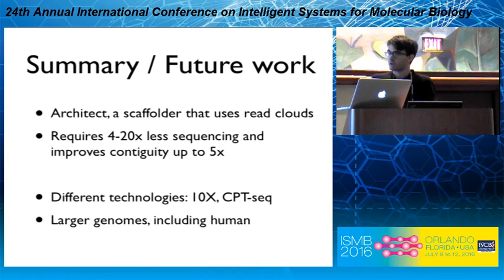So in conclusion, I'd just like to summarize the contributions of this paper. Basically, we're proposing a strategy for doing scaffolding based on read clouds. And in our experiments, we can do well by using as little as 5% of the original amount of sequencing. And we, in some cases, can improve contiguity by up to 5-fold. And in the future, we would like to extend this to other technologies. And well, in fact, we are working on applying this to other technologies and larger genomes.